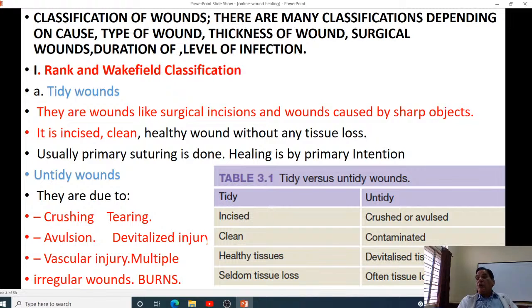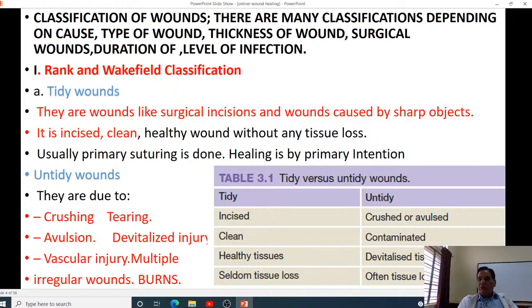They are due to different causes. Tidy wounds are because of a clean cut incision. Untidy wounds are because of different types of factors. Like what? Either crush injury, tearing forces, avulsion of the skin during a bike accident, devitalizing injuries because of pressure, where tissues can get devitalized. Vascular injuries, remember they are the deeper structures, complex wounds, multiple irregular wounds, and the commonest untidy wounds are burn wounds.